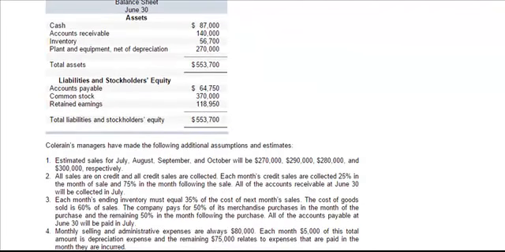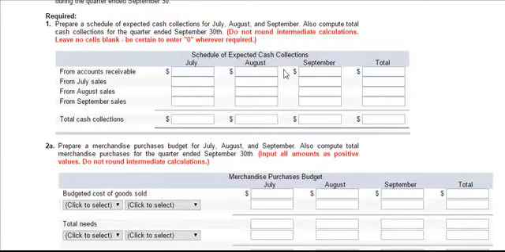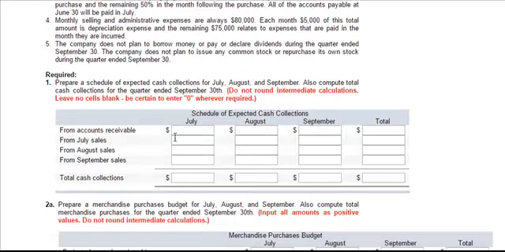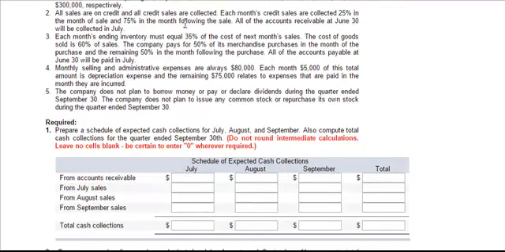One thing that you need to do is, for your schedule of expected cash collections, we need to put the accounts receivable balance as of June 30th in this July cell. So we go up to our balance sheet as of June 30th, grab the 140,000 or whatever amount you have for accounts receivable, and put that amount here in the July column as the expected cash collections from accounts receivable in July. And then to fill out the rest of the schedule, you'll refer to these estimated sales figures here.